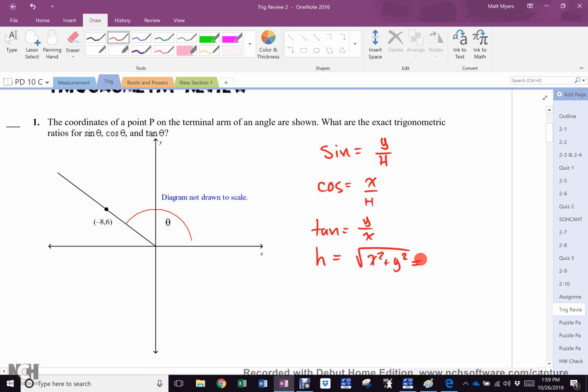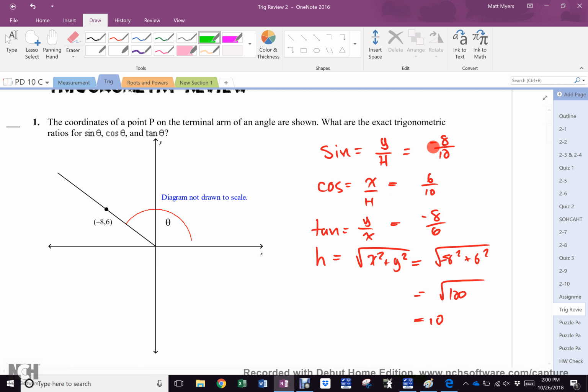I'll just start working. That is the square root of negative 8 squared plus 6 squared, which is the square root of 100, which is, of course, 10. So that is negative 8 over 10. That is 6 over 10. And that is negative 8 over 6. To get full marks here, you need those three. Everything else is work, making this question out of 3.